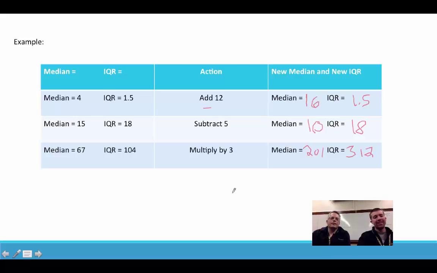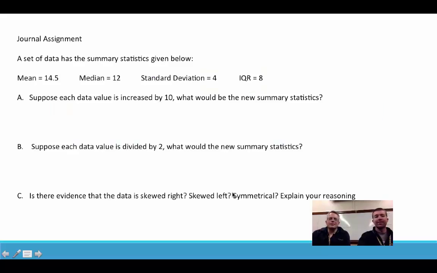I think it's time for them to practice on their own. It is. Here you go. So here we gave you summary statistics for a set of data. Our mean, median, mode, all were listed. I'm sorry, not mode. Standard deviation and IQR.